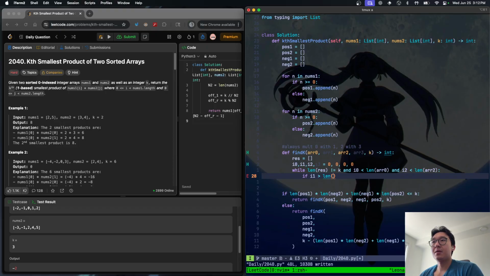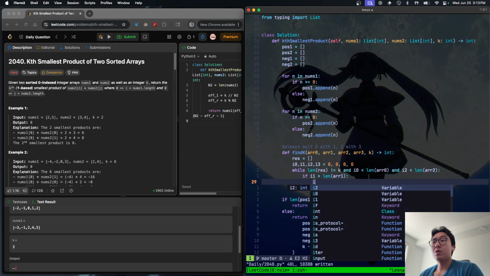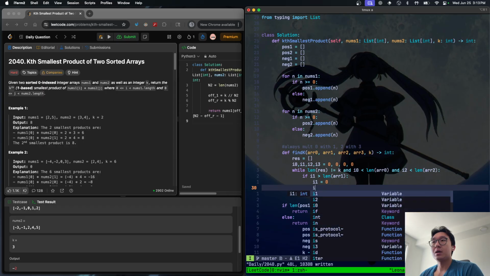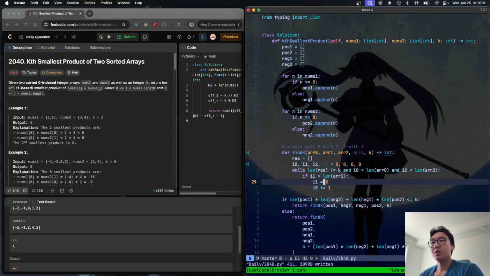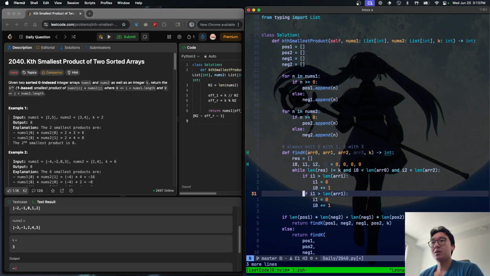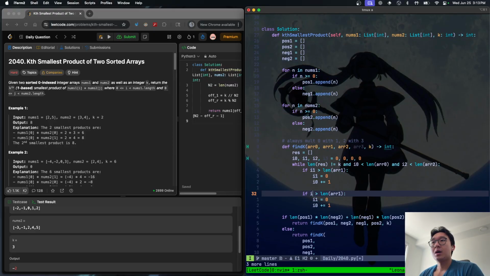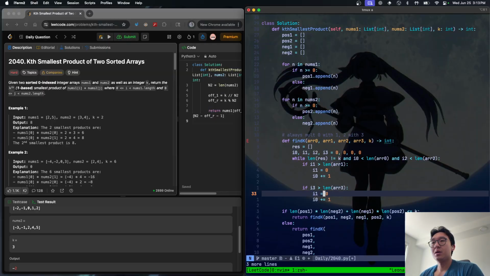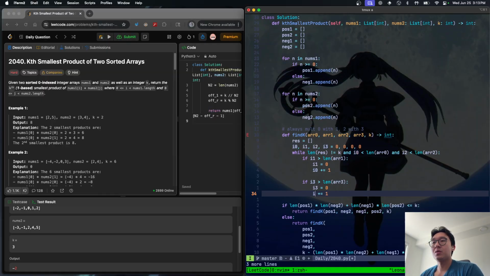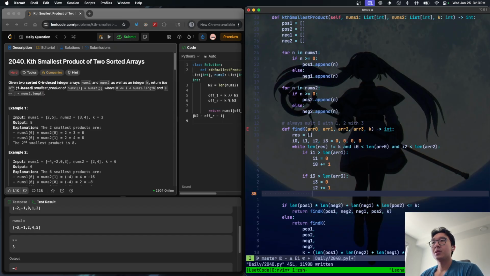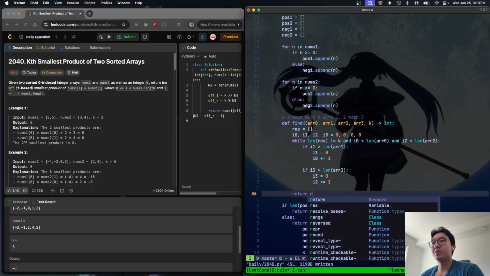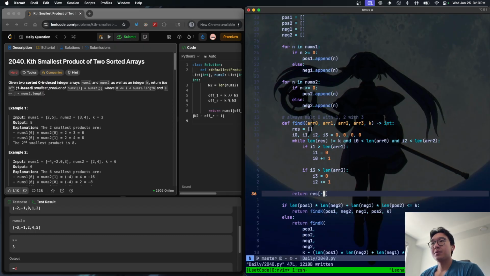Now, if I1 is greater than length of R1, then I1 is equal to 0, I0 equals 1, and then the same thing with the other ones. So if I3 is greater than length of R3, then I3 is equal to 0, and then I2 equals 1. And right here, we return res.